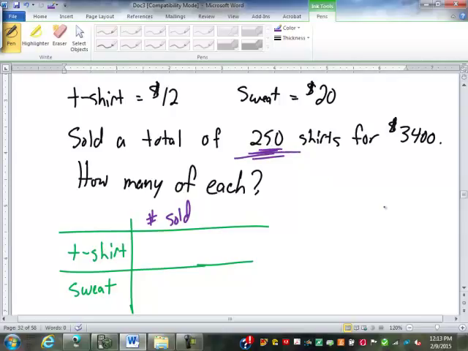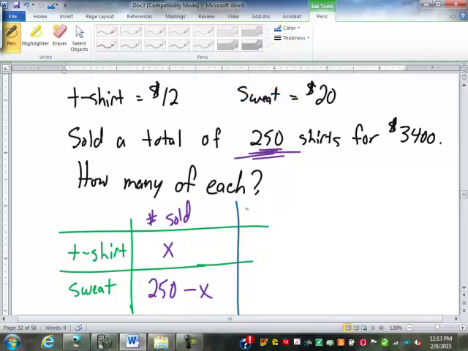If I were to tell you that we sold 100 sweatshirts, that means we had to sell 150 t-shirts. We just take 250 minus 150, or 100. Well, we don't know how many t-shirts we sold. So if we call the number of t-shirts sold X, number of sweatshirts would be 250 minus X, minus however many t-shirts we sold.